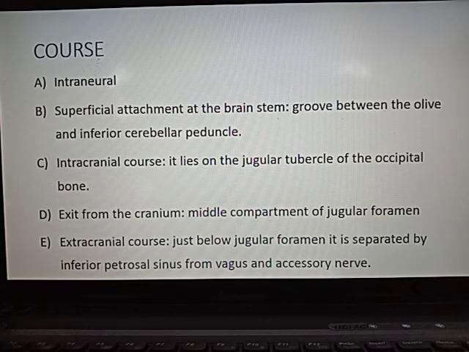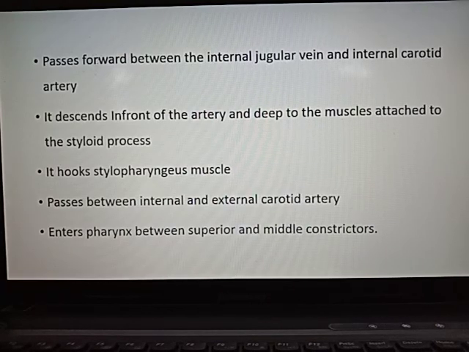Then come to the extracranial course. Just below the jugular foramen, it is separated by the inferior petrosal sinus from the vagus and the accessory nerve, okay, and then it passes forward between the internal jugular vein and the internal carotid artery.